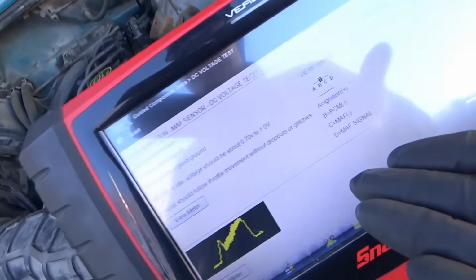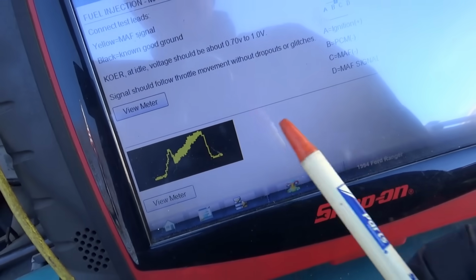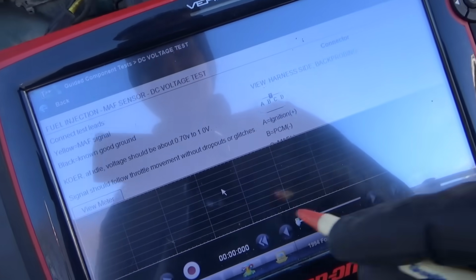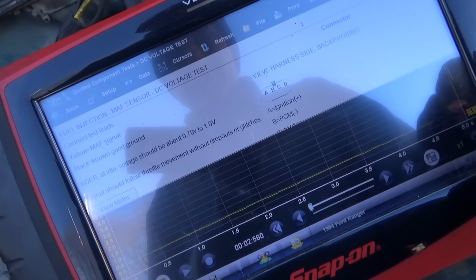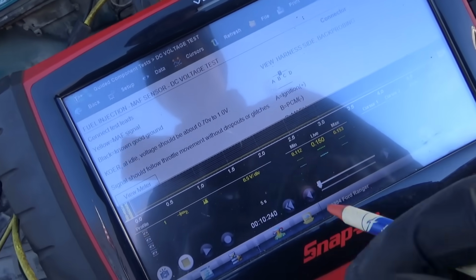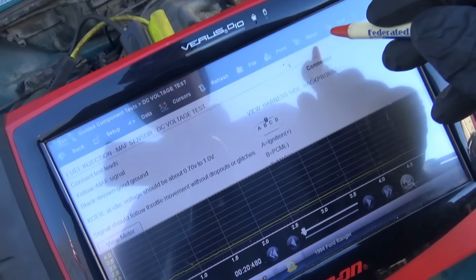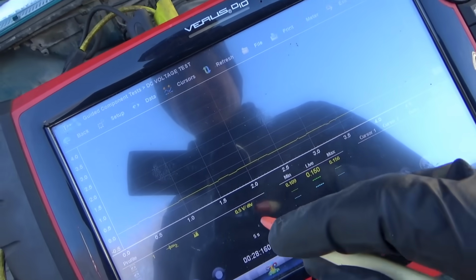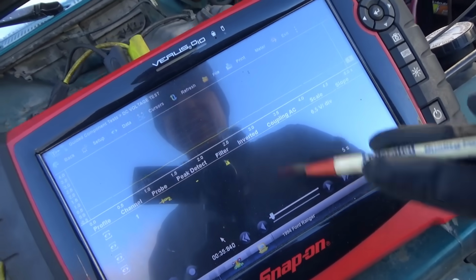And to be nostalgic, we can use this scope on the Verus. All right, so I got my lead hooked up here. Ground is on battery negative. And let's just say view meter, see what the default is. Okay, so it shows the meter right there. So I want to see the live reading. 0.15, 0.14. Okay, I actually don't like this. How do we do full screen? There we go, full screen. I want to use the actual scope because on the meter you see up to 5 seconds, but yeah, let's see what happens.